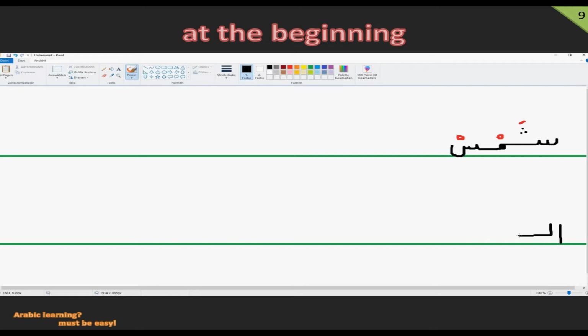Shams, and with al-ta'rif ash-shams. The second example, شتاء, شتاء, and with التعريف الشتاء. Let's continue.